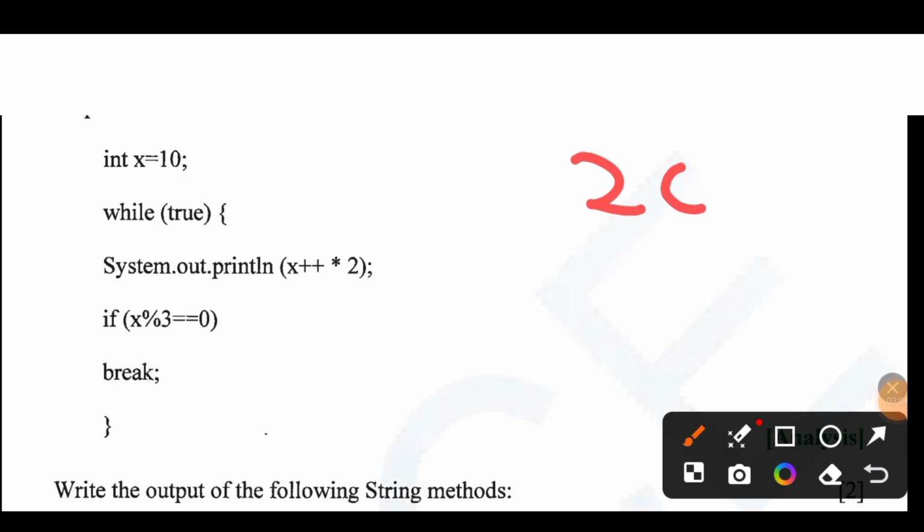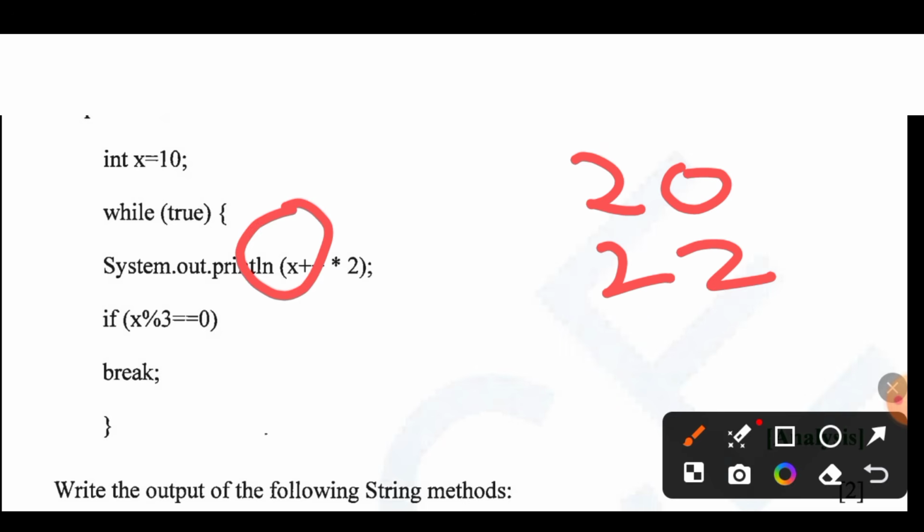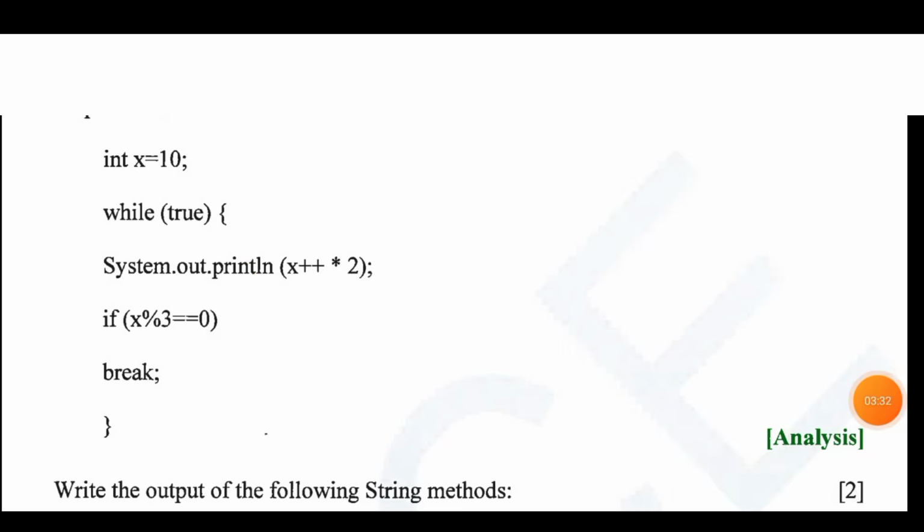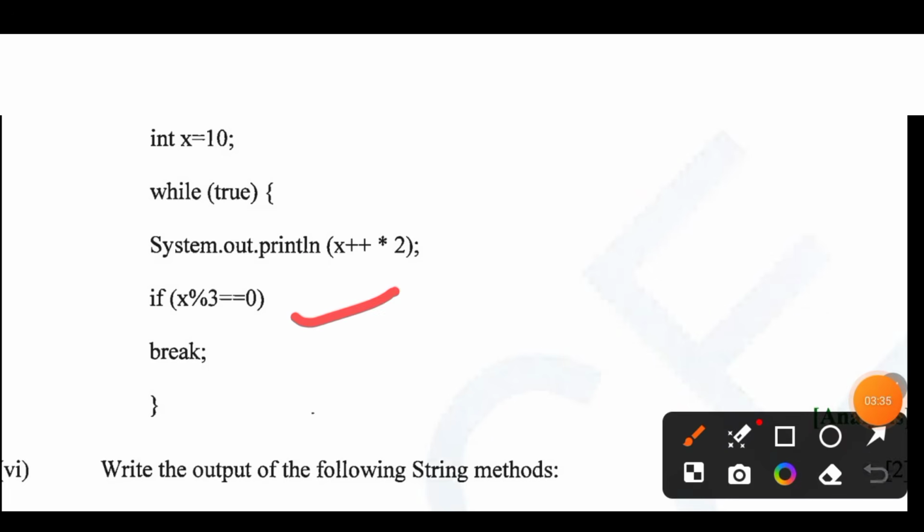So first 20 will be printed. After that, the value of x is increased by 1, and it has become 11. Is 11 modulus 3 equal to 0? Is 11 divisible by 3? No, so the break will not happen, and it will go up again. The current value of x is 11, so 11 into 2 is going to be 22. Because it is postfix, x++ now becomes 12, and 12 modulus 3 equals 0. This condition is now 100% correct. When this condition is true, the break statement will be executed and the loop will be terminated.